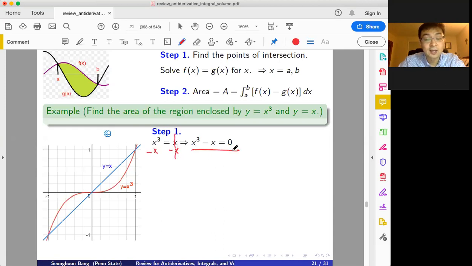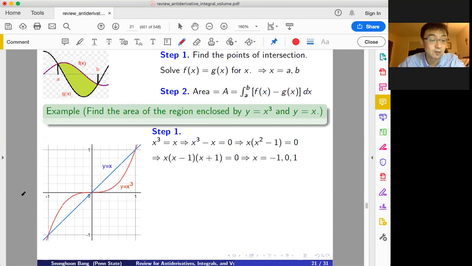We have x cubed minus x equal to 0. Factor out x, factor more. We have 3 points, minus 1, 0, 1. This is like the graph. We have minus 1, 0, 1. We have 3 intersection points.